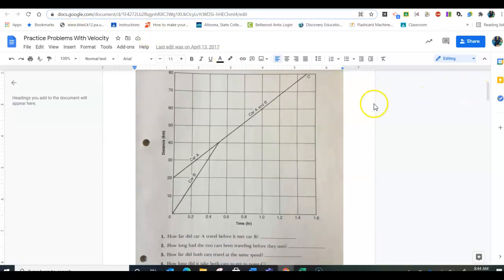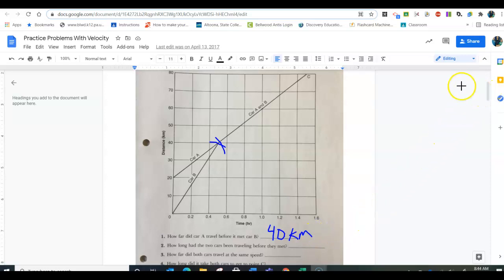There's two different cars. You have distance on the side in kilometers and time in hours. It says, how far did car A travel before it met car B? So you come up here, here's where they intersect right there. And at that distance, it would be 40. Now this is a distance, so this is kilometers.